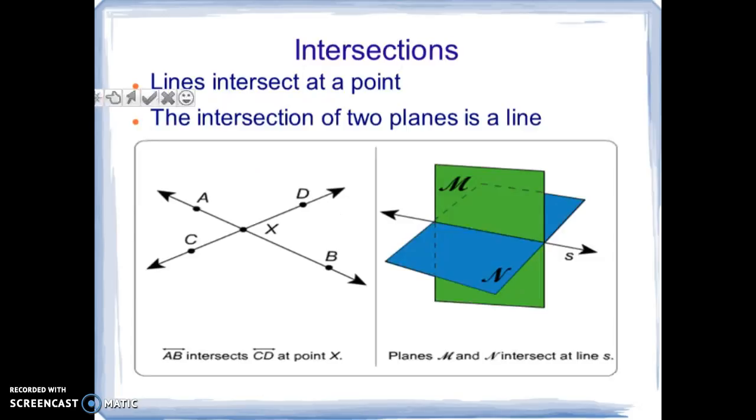Lines intersect at exactly one point. So we have an example of line AB and CD here, and we show that they intersect, and they intersect at exactly 1 point. If they don't intersect, if they're parallel, that's one scenario. But if they do intersect, they will always intersect at exactly 1 point.